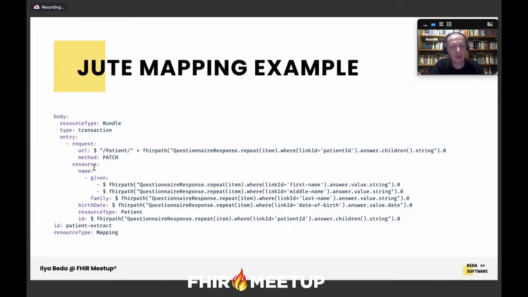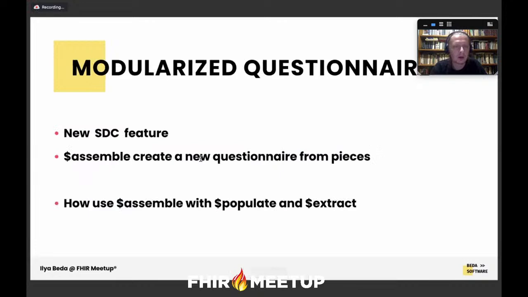mappings. And again, when we need to work with some custom items, we can call any custom API request in this batch bundle. So this is how we manage something that's not in FHIR.